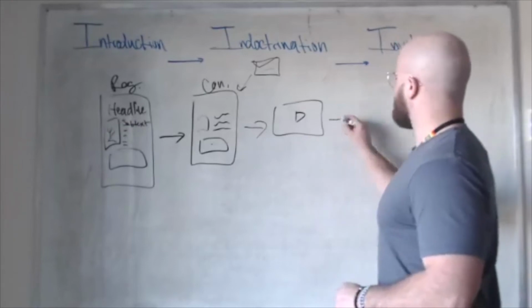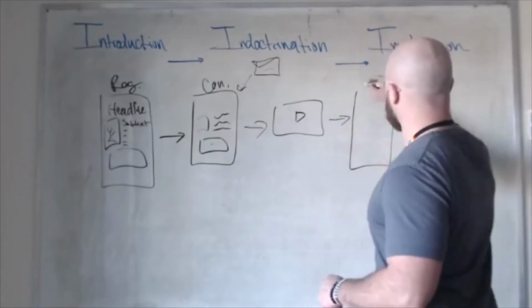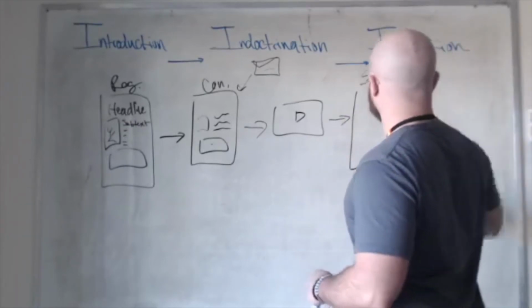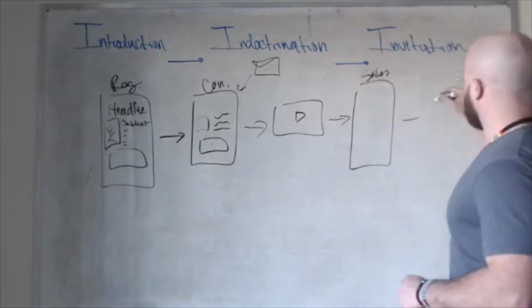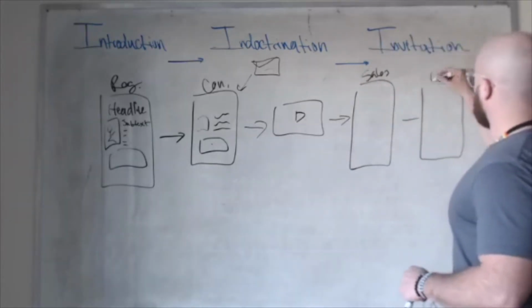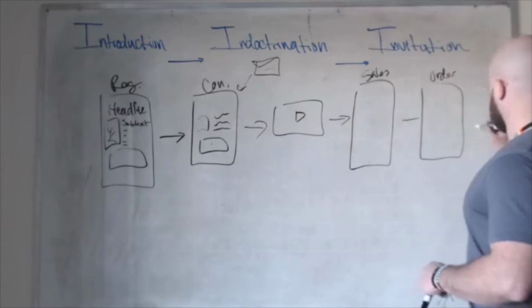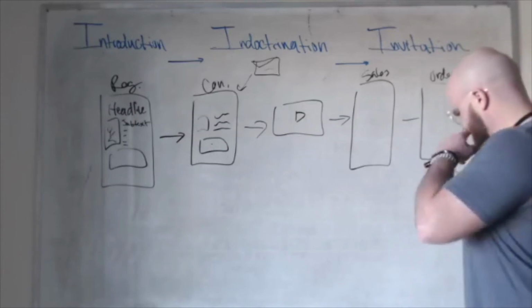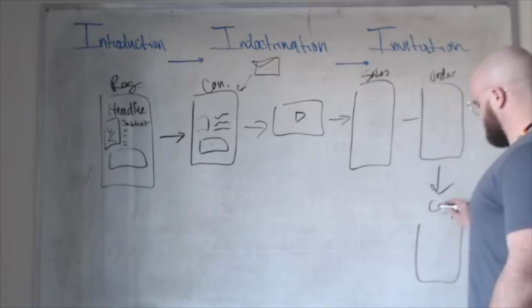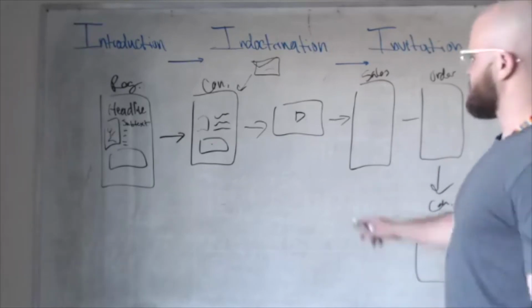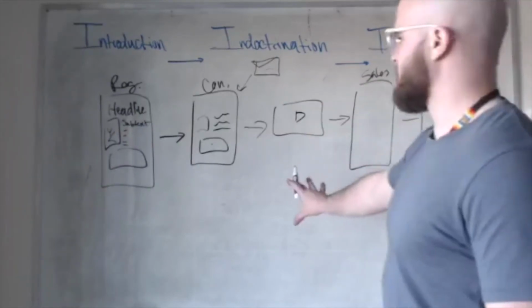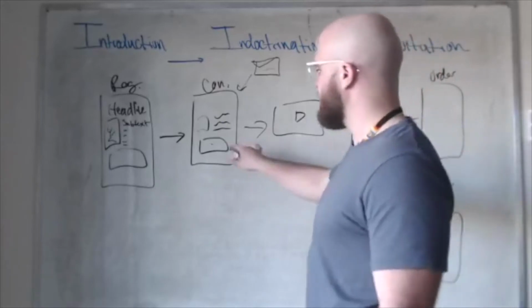The webinar goes to the sales page, and then an order page, and then another confirmation. Okay, so this is the sales process for a live webinar, okay? But there's a couple other steps.